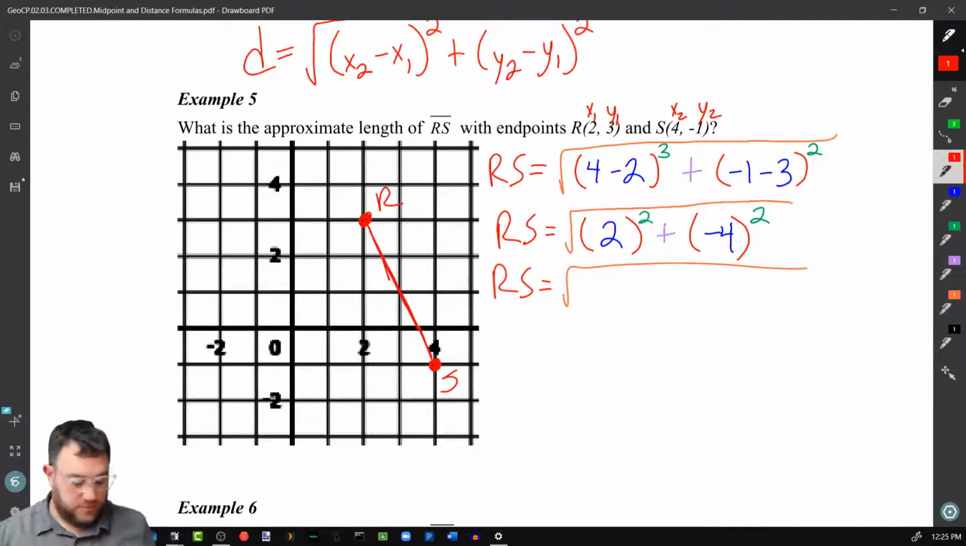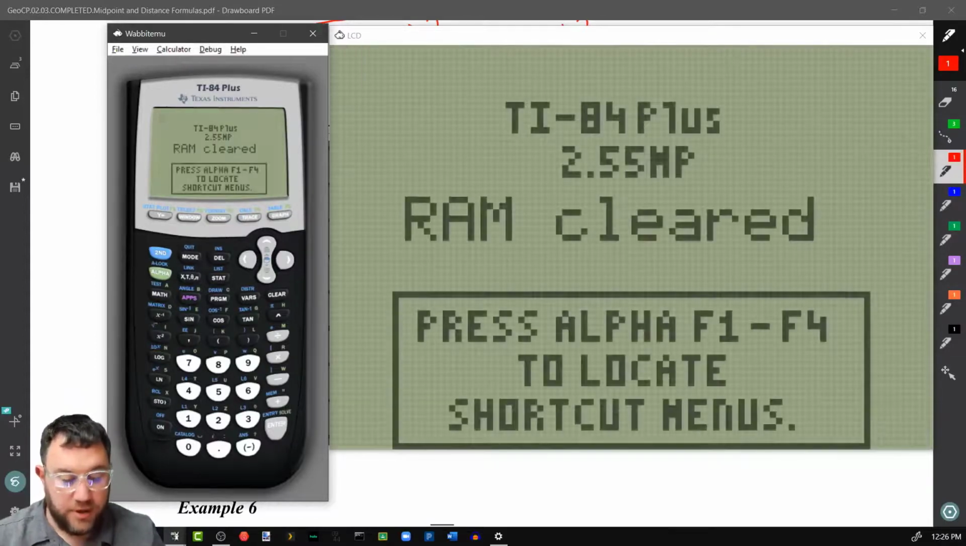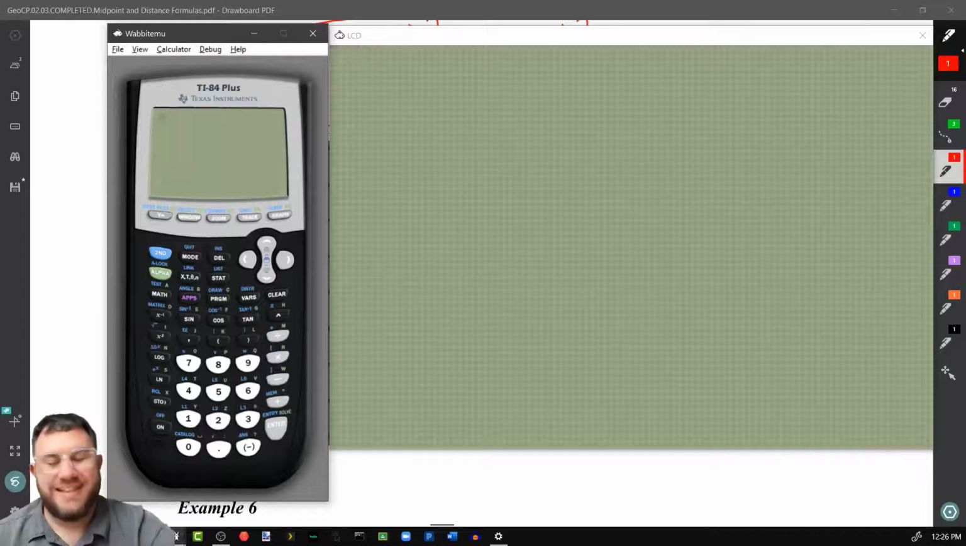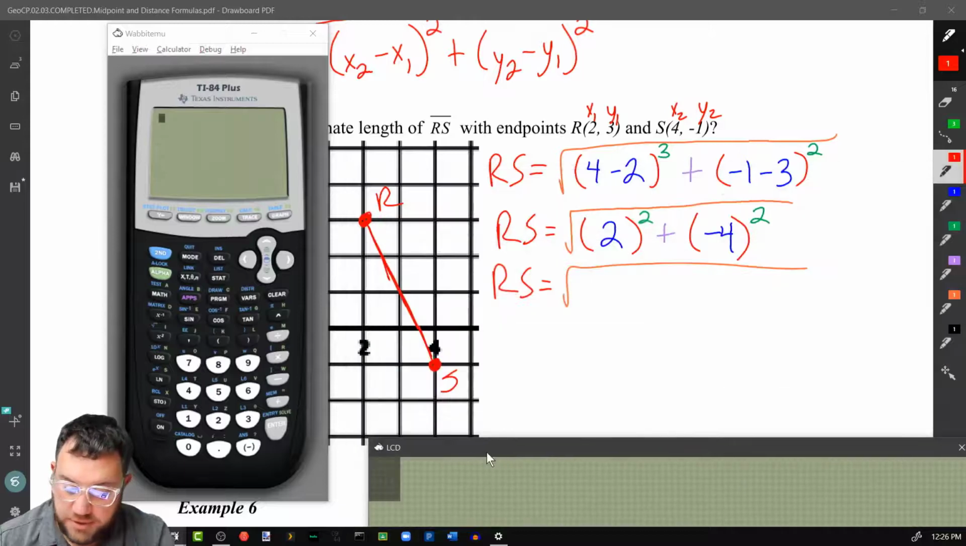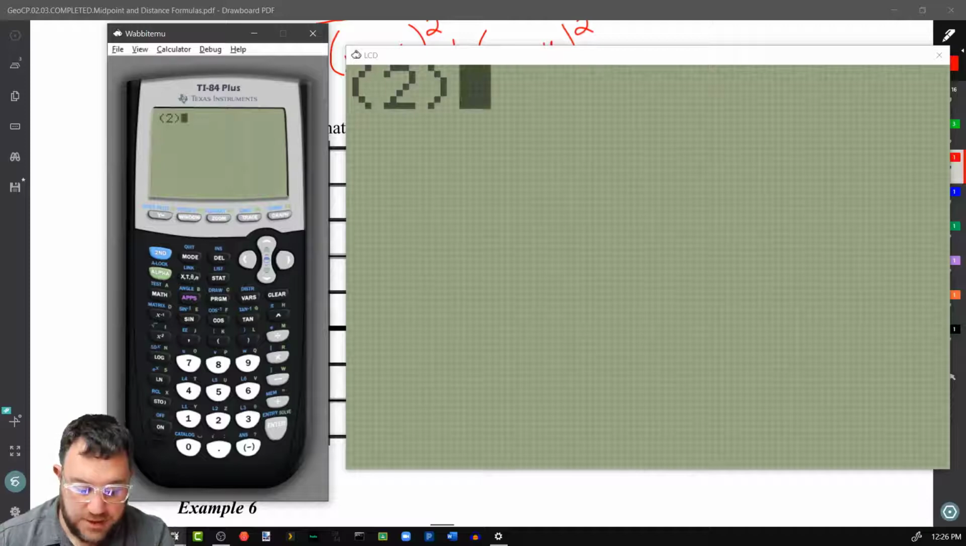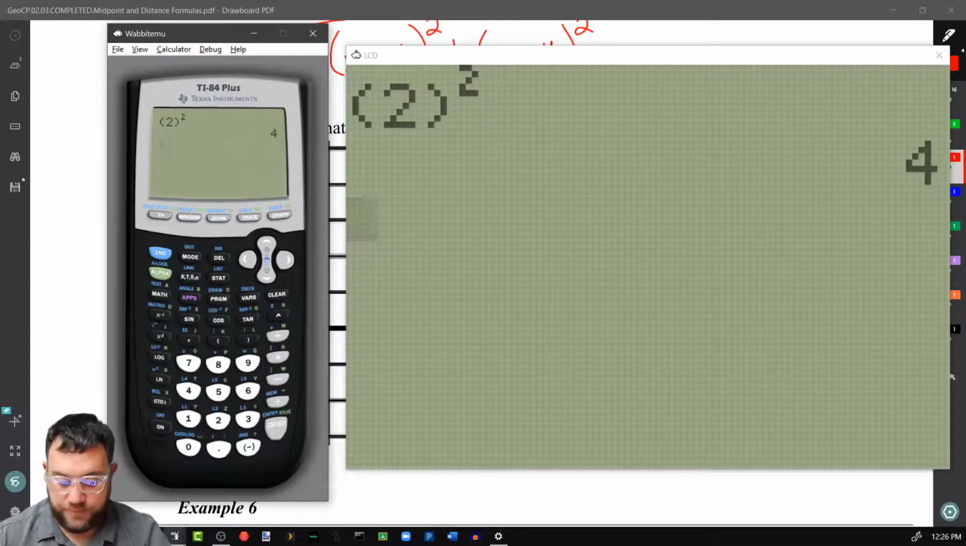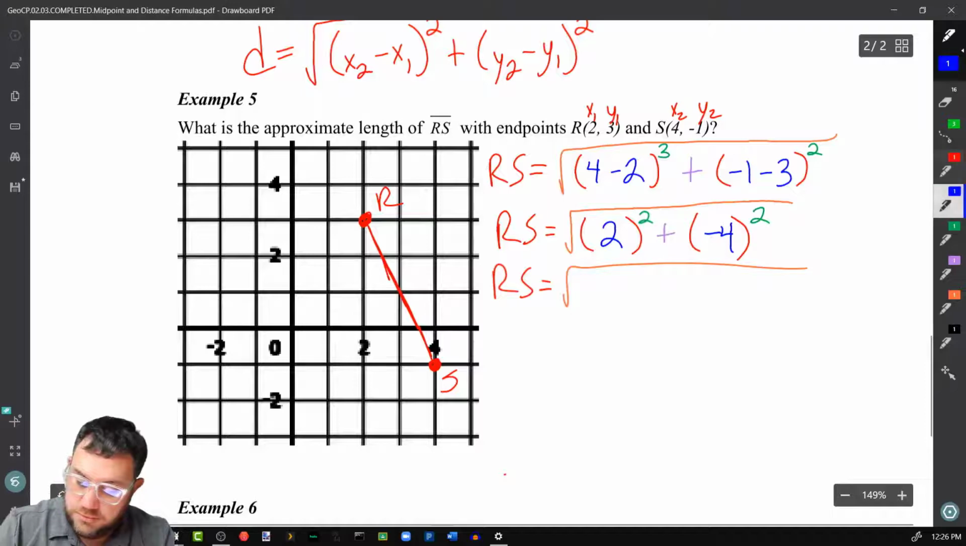Now, let me pull up your calculator, or a calculator. When you are squaring, it's good practice to always put it in parentheses. So our first number was 2, so we would do parenthesis, 2, close parenthesis, and the square button is off to the left, almost right in the middle, squared, and that's going to give us 4. So that will be 4.